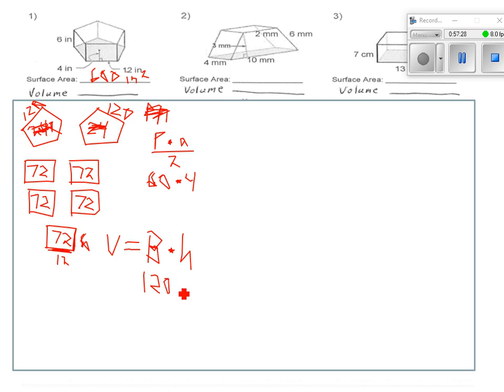And we just take 120. Now remember, the height is the distance from the one pentagon to the other base. So what's that? 6. I got 720. What are our units? Inches cubed. Good.